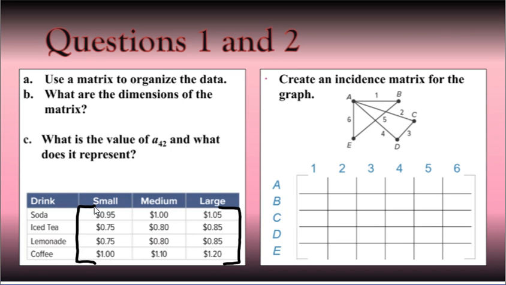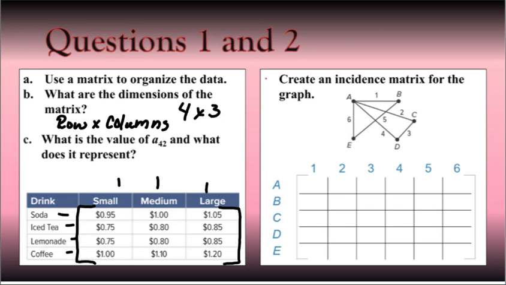Letter B, what are the dimensions of the matrix? Remember, when you do the dimensions, it's always rows by the columns. So I have 1, 2, 3, 4 rows, and I have 1, 2, 3 columns. So this is a 4 by 3.